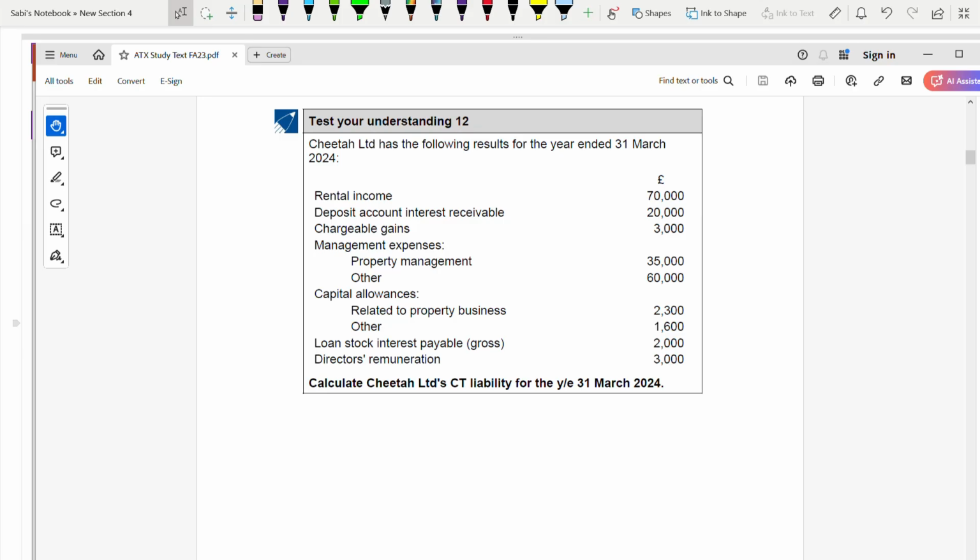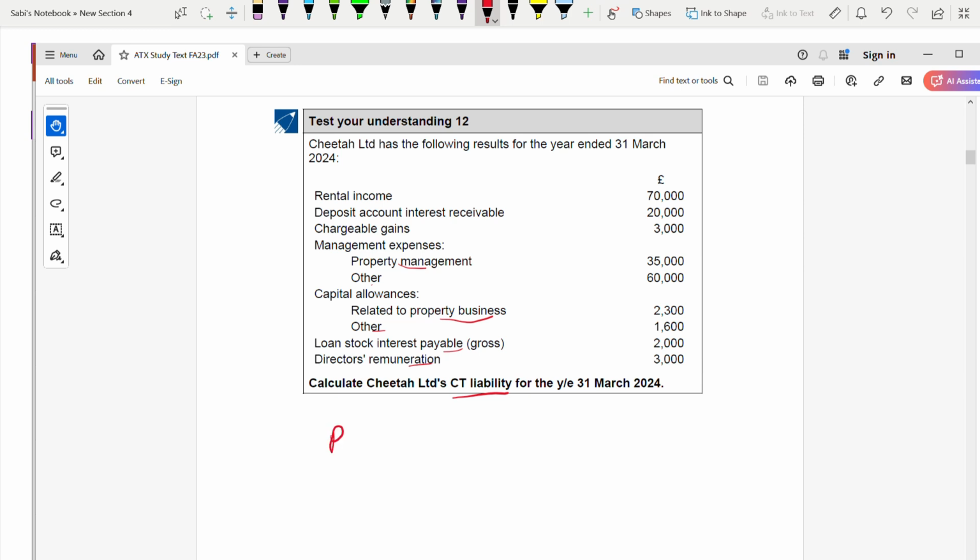Test your understanding 12. Here you have to calculate the corporation tax liability. You have been given the various types of income and expenses: rental income, deposit account interest receivable, chargeable gain, management expenses, property management and other, capital allowances related to property business and other, loan stock interest payable and directors' remuneration. So now we'll calculate the property income.